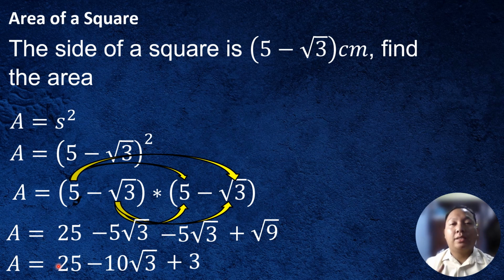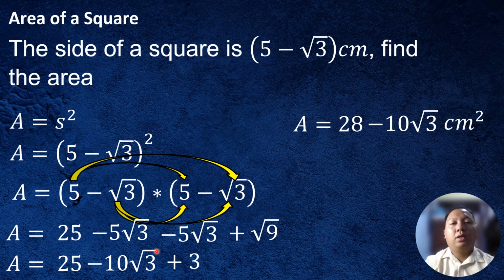Ngayon, para makuha natin yung tamang sagot, we add 25 and 3. 25 plus 3 is 28. Then, bring up negative 10 square root of 3. Therefore, our final answer is area is equal to 28 minus 10 square root of 3 square centimeter.